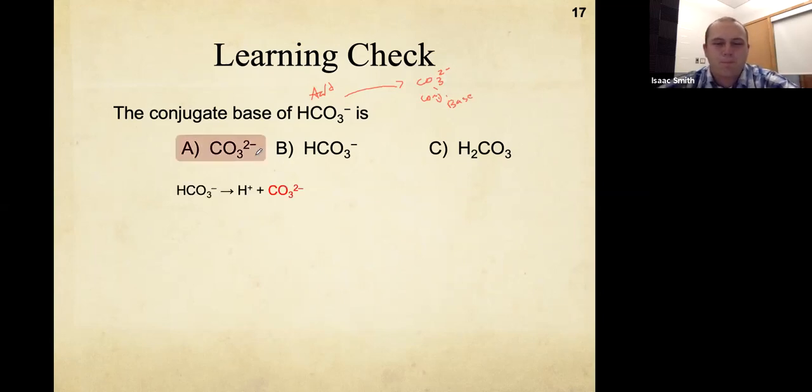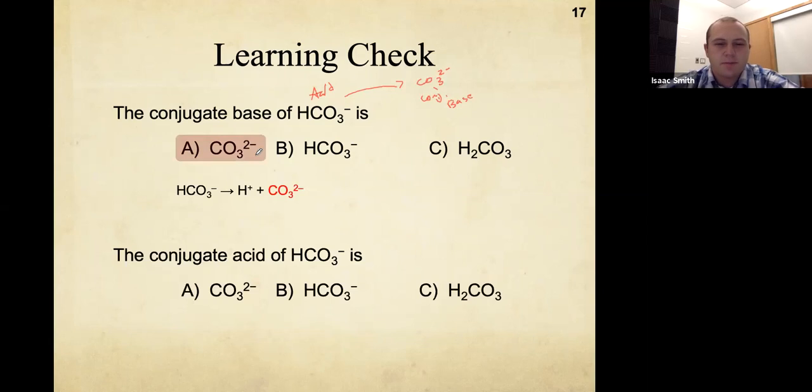Okay. All right, go ahead and try this one. This one says, what's the conjugate acid of bicarbonate? Well, that infers that if you're asking for the conjugate acid, then this is going to be the base. And bases accept protons. So if you added a proton to this, you would have H2CO3, right? So that would be C.